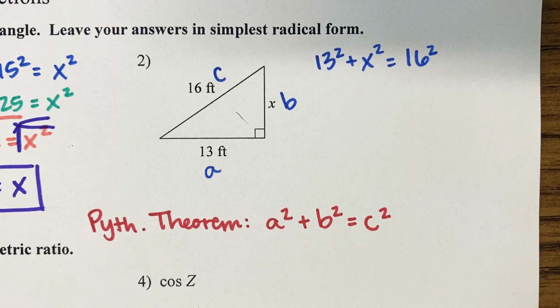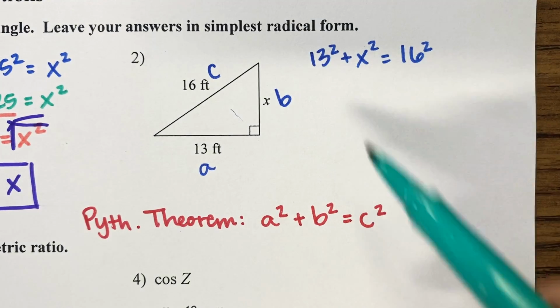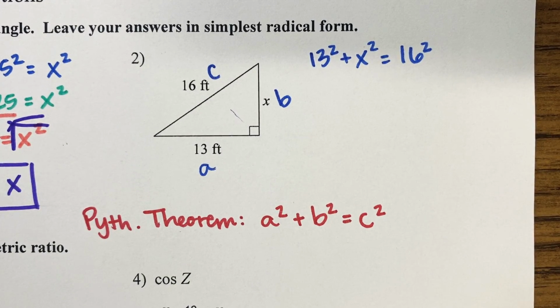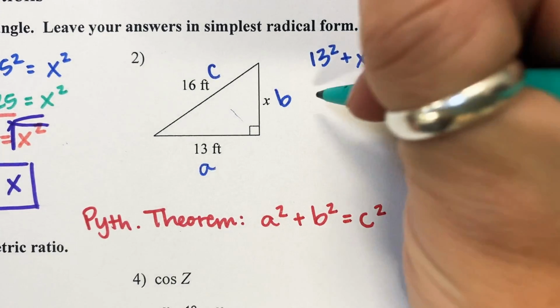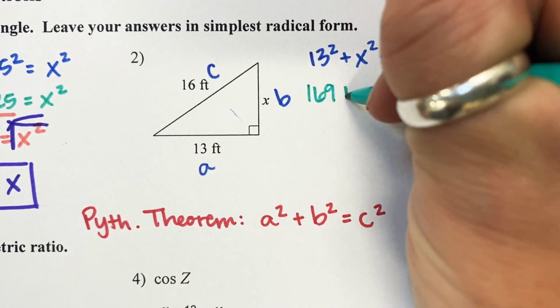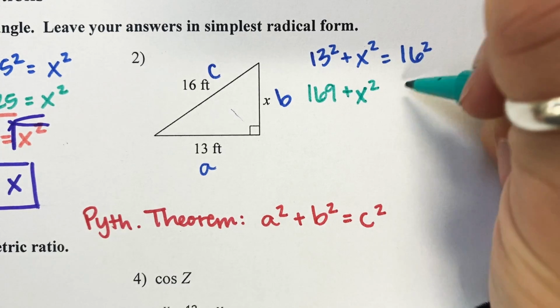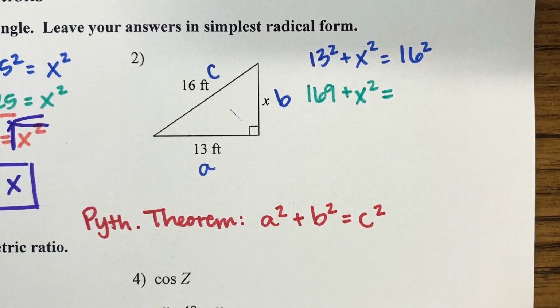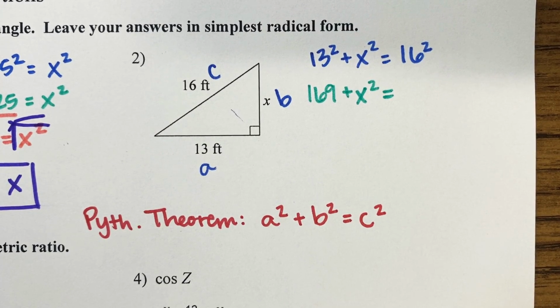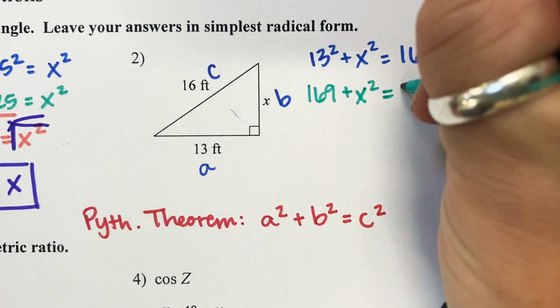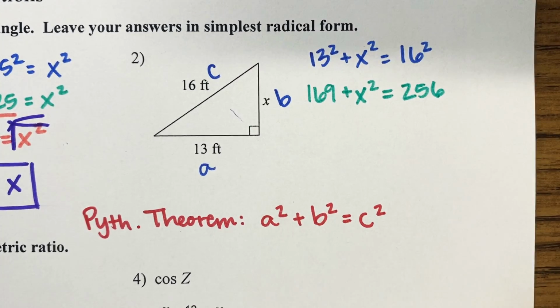Now I can start simplifying. 13 squared, or 13 times 13, we get 169. X squared, we can't simplify because we don't know what x is. And then 16 squared is 256.